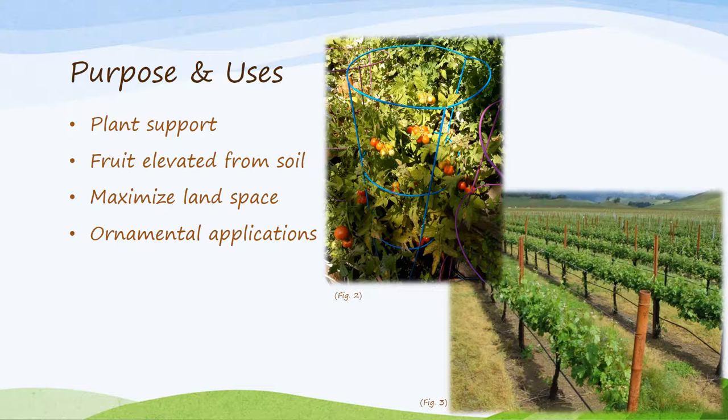The purpose and uses. First and foremost, these systems are used to support the structure of a plant. It will help to elevate the fruit from the soil, which will make it less prone to soil-borne pathogens, and keeps the fruit from bruising or deforming from laying on the ground. It also allows for the plant to grow vertically, which will maximize land space, and is also applied to ornamental applications.